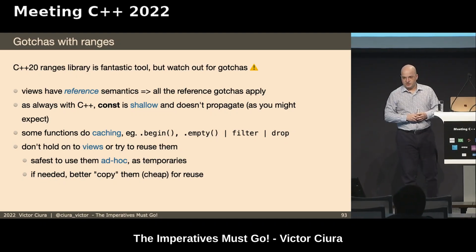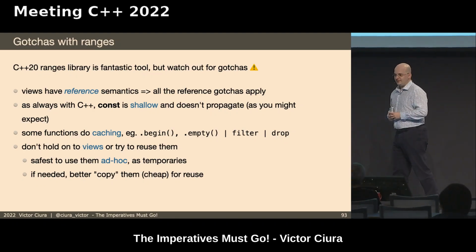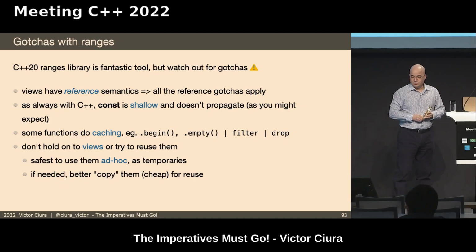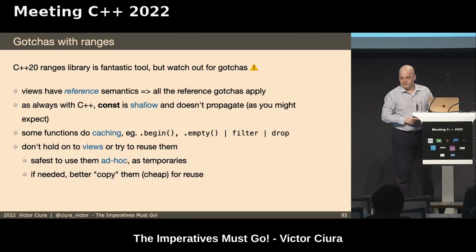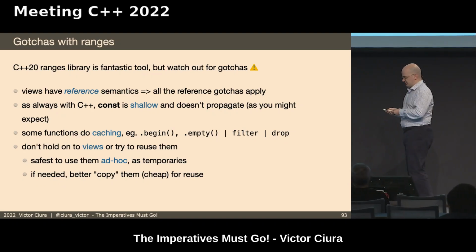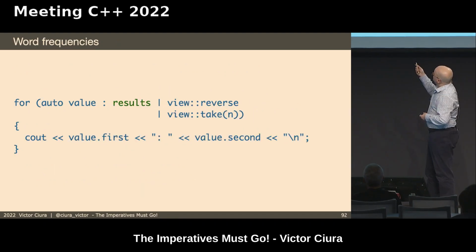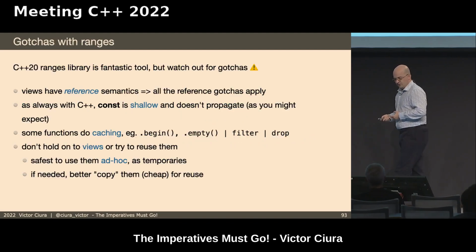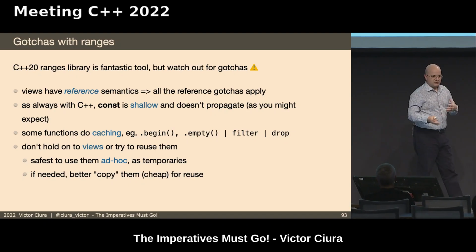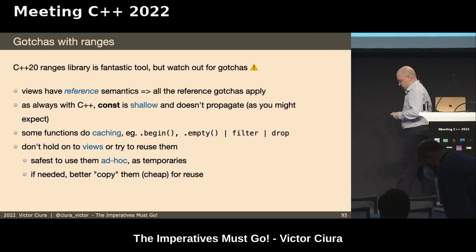Some functions do caching. I put this in deliberately after Nico's keynote, just to raise awareness once again. Don't hold on to views, and don't try to reuse them. The safest is to use them ad hoc or as temporary values, like I had in my previous examples here. So use them ad hoc, inline where you're doing the processing. Don't try to hold on to them. And if you really must hold on to them, make copies, because they're cheap, and you avoid surprises due to caching and other bits.